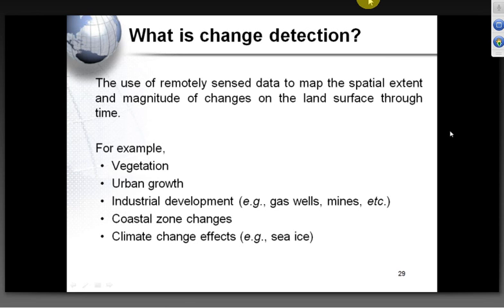We can do this analysis over vegetation, urban growth, industrial development, for example, gas wells, mines, buildings, etc. Coastal zone changes and geological effects, that is the climate change effects.